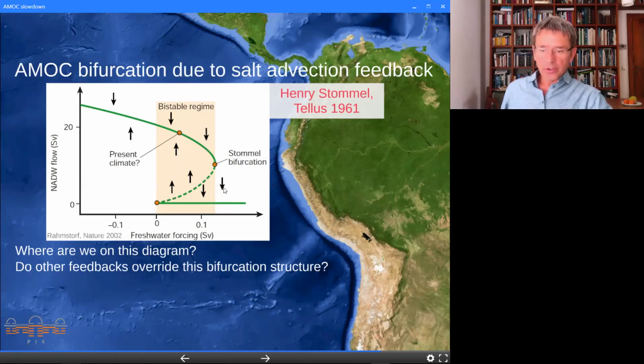You can go through this with climate models. We've done that with Climber-2. I've done it when I was still in Kiel with the GFDL global ocean circulation model. Climate models can reproduce this stability behavior, even complex climate models. The big question, of course, is where are we here and how close are we to this bifurcation point? And the unfortunate answer to this is we don't really know.